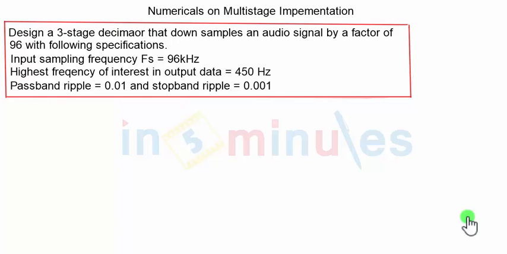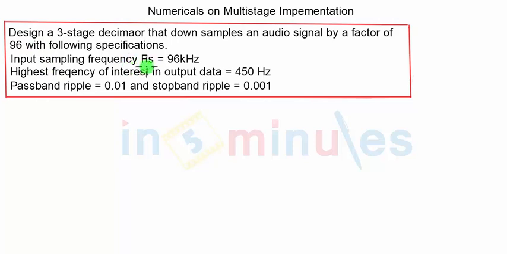We will now discuss one numerical on multi-stage implementation of sampling rate conversion. The question says: design a three-stage decimator that downsamples an audio signal by a factor of 96 with the following specifications. So we have to basically design or implement a decimator in three stages. The total decimation factor is 96.